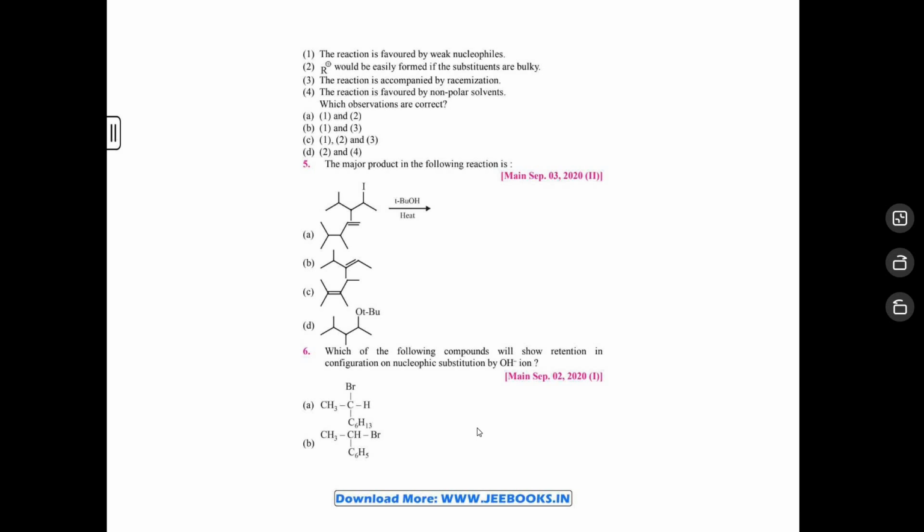So the question is saying that the reaction is favored by weak nucleophiles. So we can say yes, this is correct. Carbocation would be easily formed if the substituents are bulky. Yes, because tertiary carbocations are more stable than secondary, and secondary is more stable than primary.